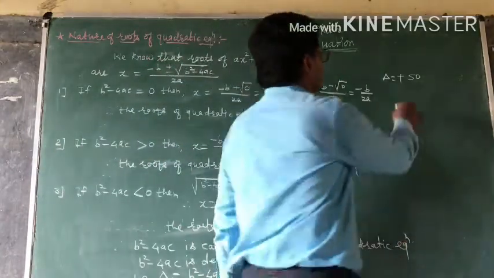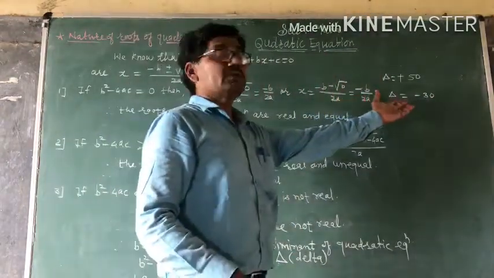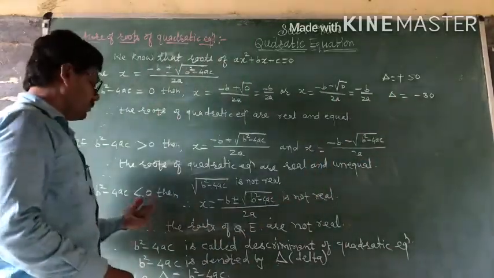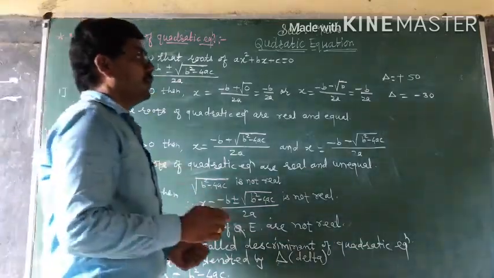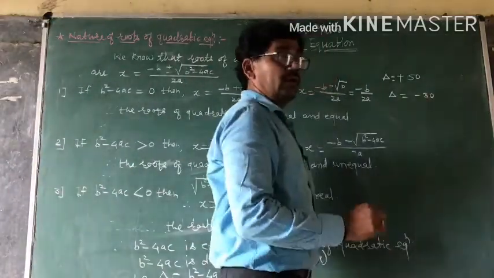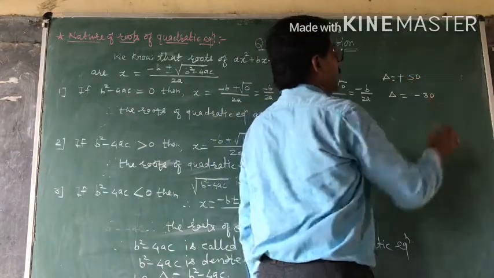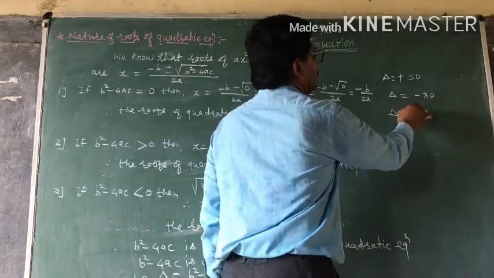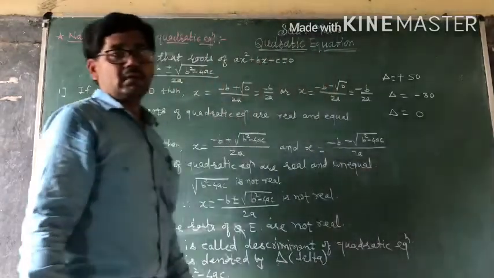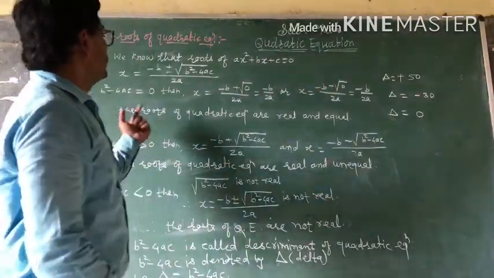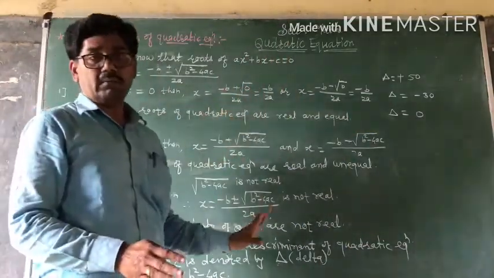If delta is equal to minus 30, meaning b² - 4ac is negative, then the roots are not real. Where delta is positive, the roots are real and unequal. And if delta is equal to 0, what type of roots are there? The nature of roots is real and equal. Both the roots are exactly the same.